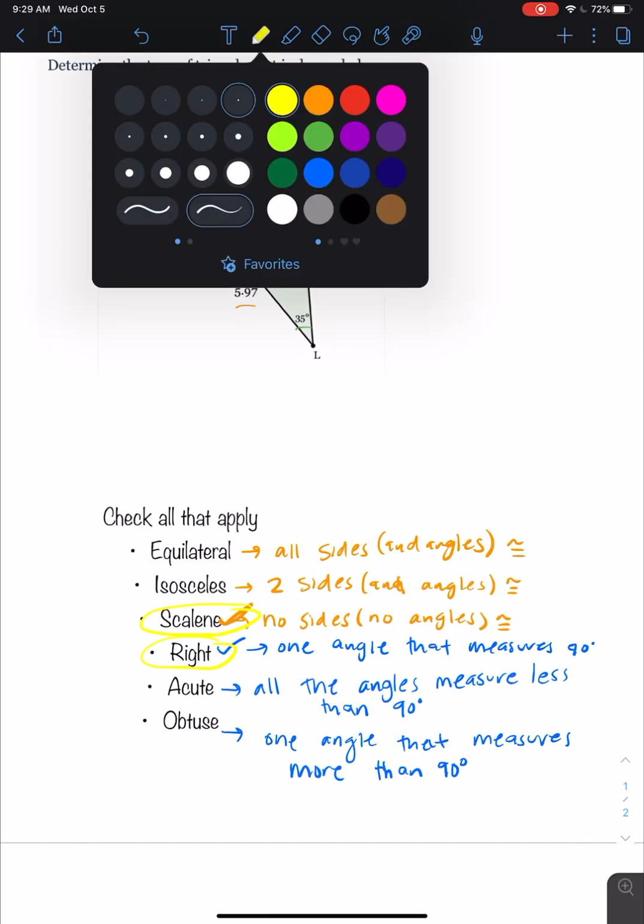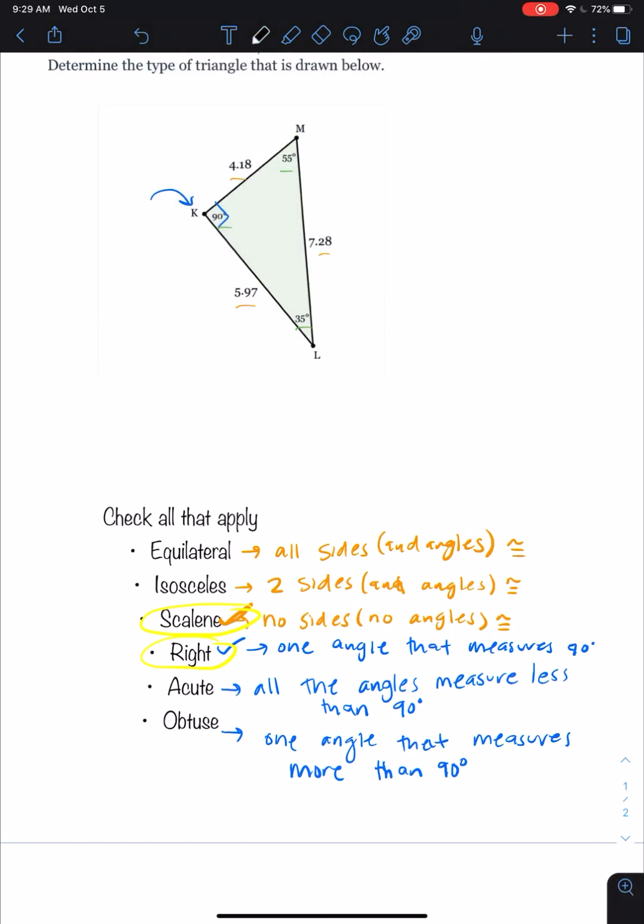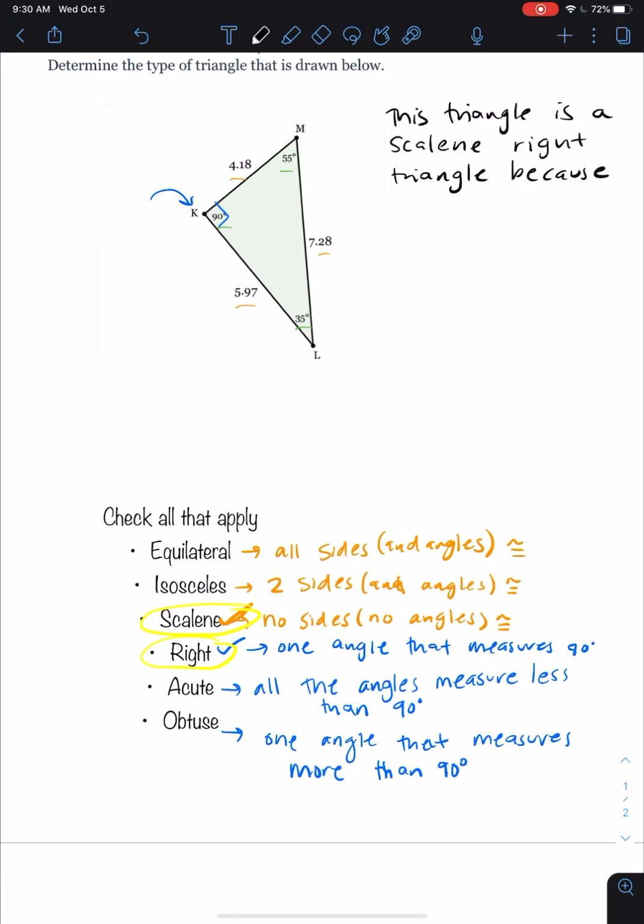So in this scenario, I would say this triangle is a scalene right triangle because it contains one right angle and no sides or angles that are congruent.